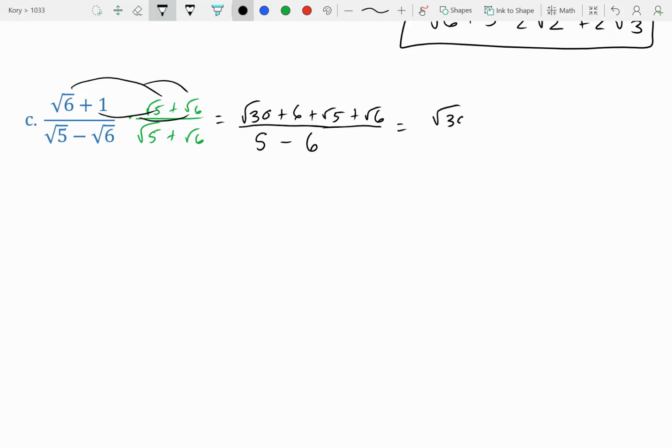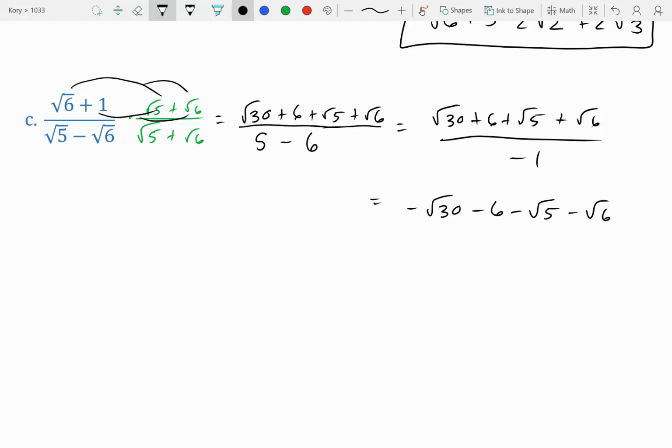So we have square root of 30 plus 6 plus square root of 5 plus square root of 6 over negative 1, and we're going to change the signs. So we have negative square root of 30 minus 6 minus square root of 5 minus square root of 6. It doesn't matter which order that's in, so the 30 can be last, the 5 can be first, as long as the signs go with it.